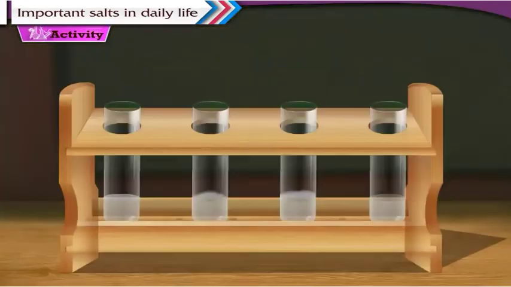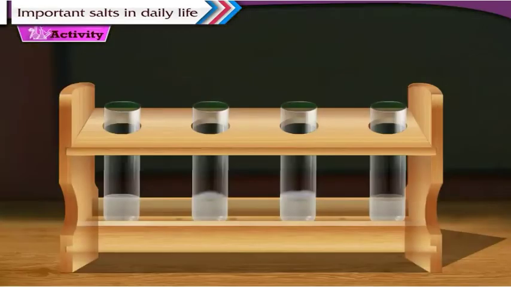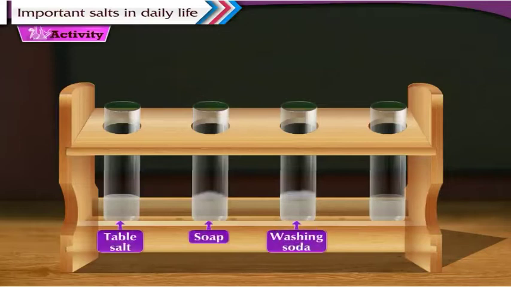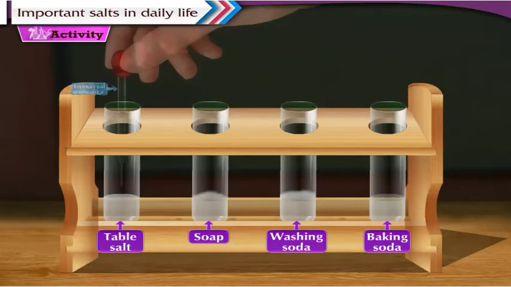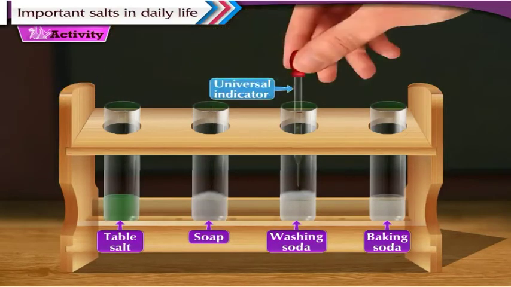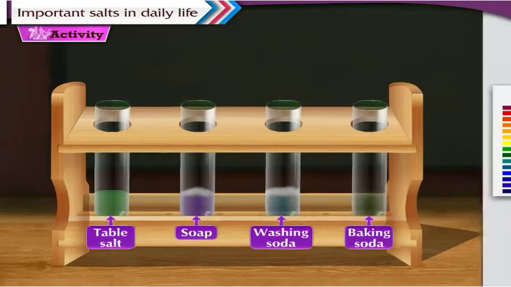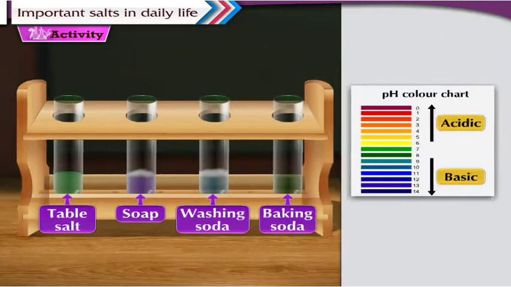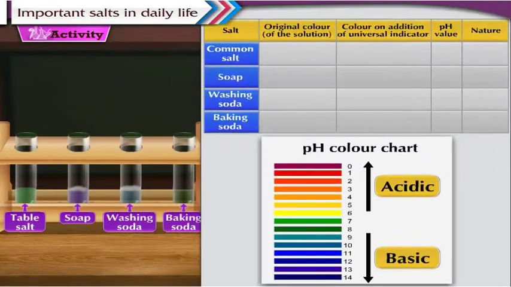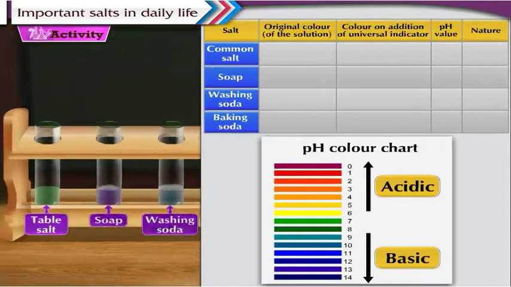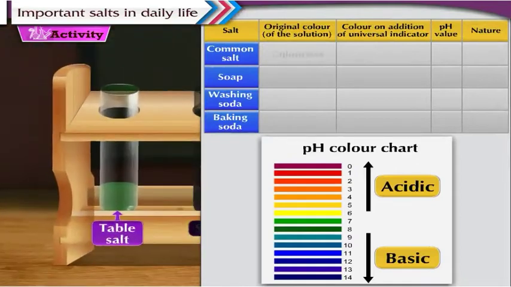Activity. Let us first prepare saturated solutions of some salts such as table salt, soap, washing soda, and baking soda. Let us put 2 to 3 drops of the universal indicator in them. Compare the colors with the pH color chart and note down the observations in the table. We observe that the solution of table salt is originally colorless. On addition of the universal indicator, its color changes to green.